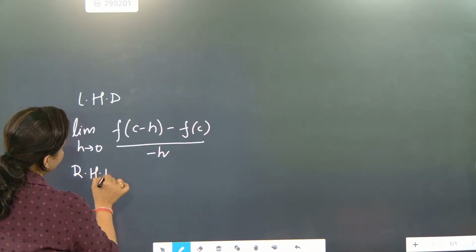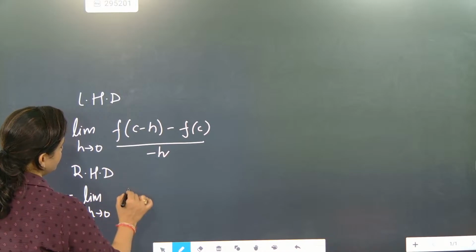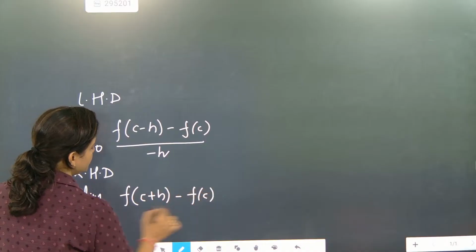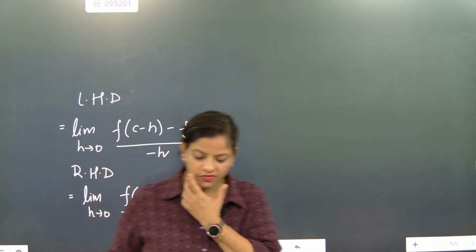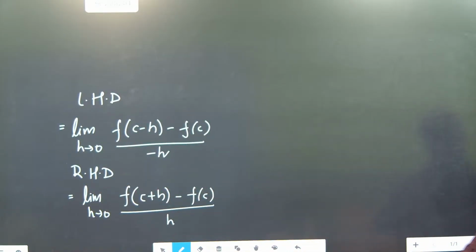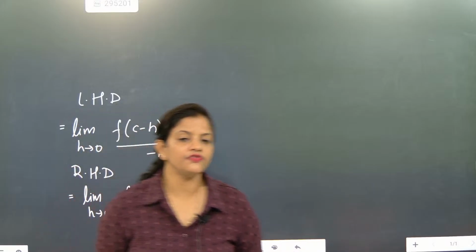For the right hand derivative, we write limit h tends to 0, f of c plus h minus f of c by h. So this is the derivative formula we use for left hand and right hand. If left side and right side are both equal, then only we consider it differentiable.